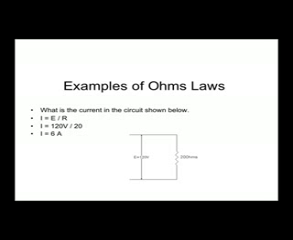To find voltage, you multiply I times R. To find current, you divide E by R. And to find resistance, you divide E by I.